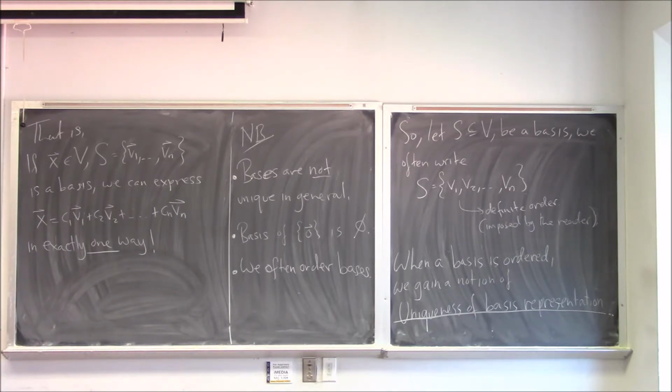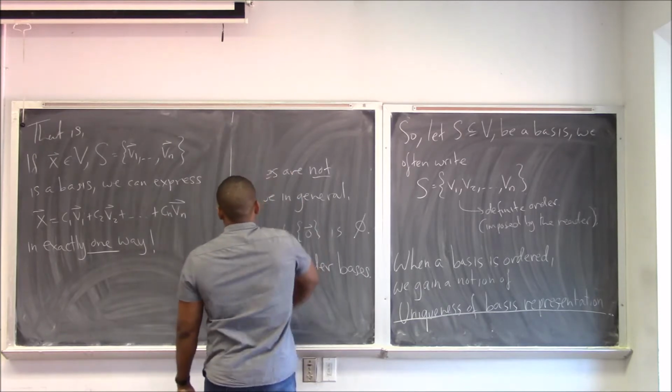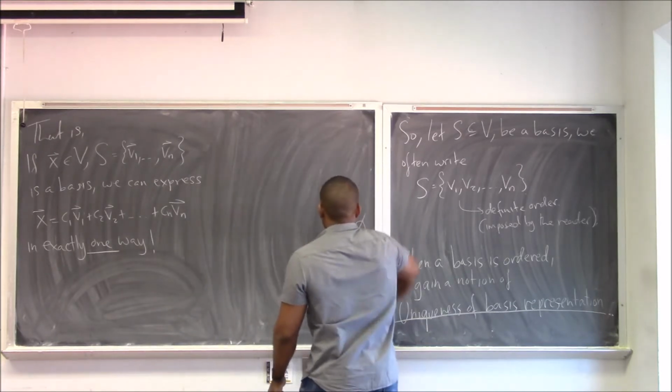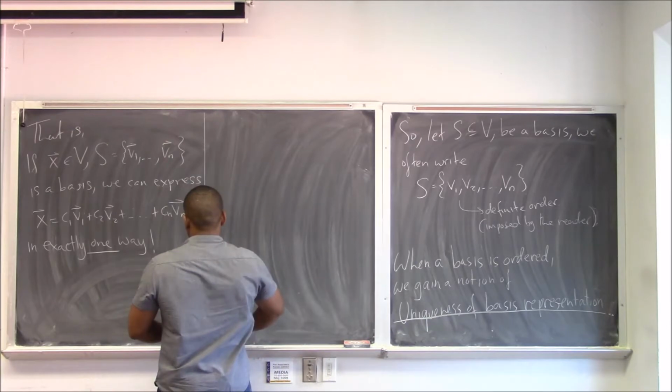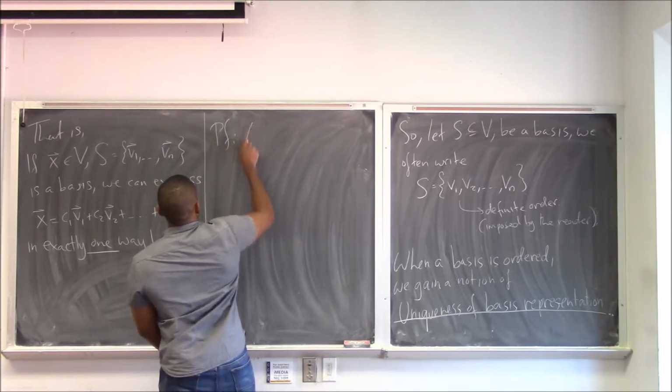Any other linear combination of x that uses these vectors V1 through Vn in that order will have to be exactly equal to this. Right? So my coefficients here have to be exactly the same. There's no other way using these vectors in that order with a different set of coefficients that will give me the same vector x. I can only represent x in terms of this basis in one way, only one way. Proof. Assume the contrary.